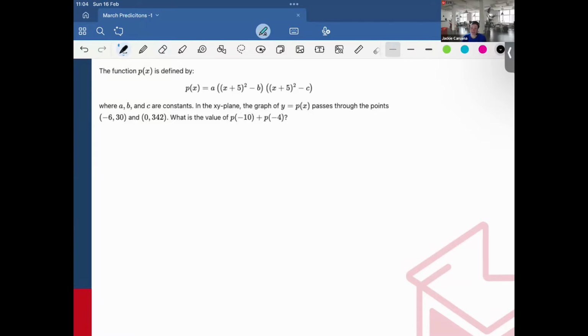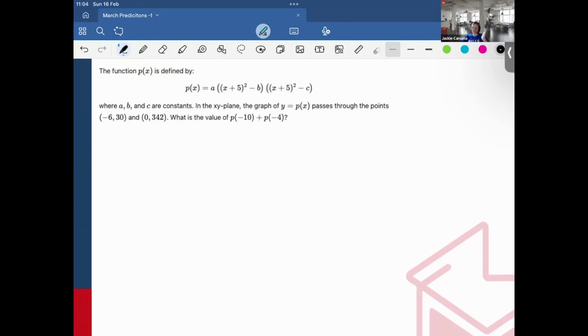The function p of x is defined by p of x is equal to a multiplied by (x plus 5) squared, minus b, times (x plus 5) squared minus c, where a, b, and c are constants. In the xy plane, the graph of y equals p of x passes through the points negative 6, 30 and 0, 342. What is the value of p of negative 10 plus p of negative 4?